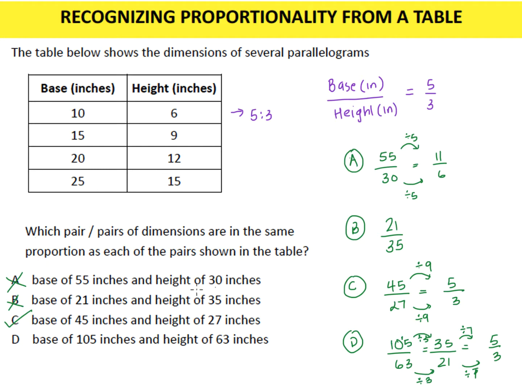Now another way you could have figured out that D is an option is, if you knew that 15 goes into 105 7 times, then you can check: if I multiply 9 by 7, what do I get? And I do get 63. So that means that D is definitely an option. Now another way you can do these problems is, if you had a handy dandy calculator, you could just divide base by height for each of these, and divide 5 by 3, and see if it comes to the same answer. And if it's the same number as 5 divided by 3, you know that it is in the same proportion as each of these pairs.